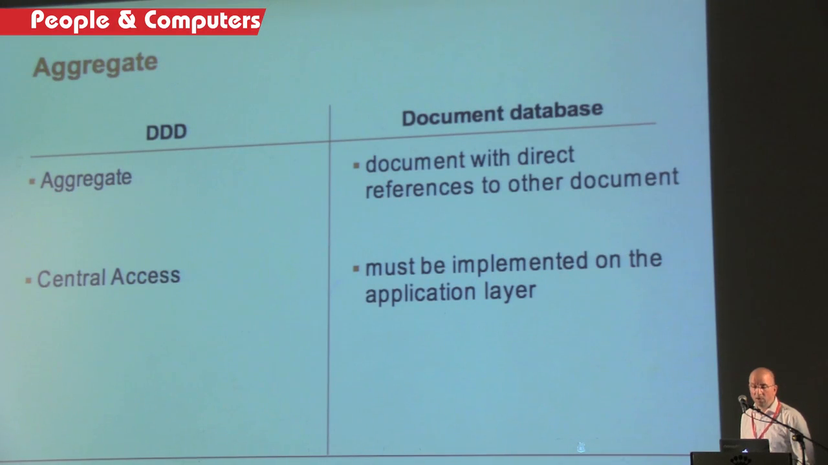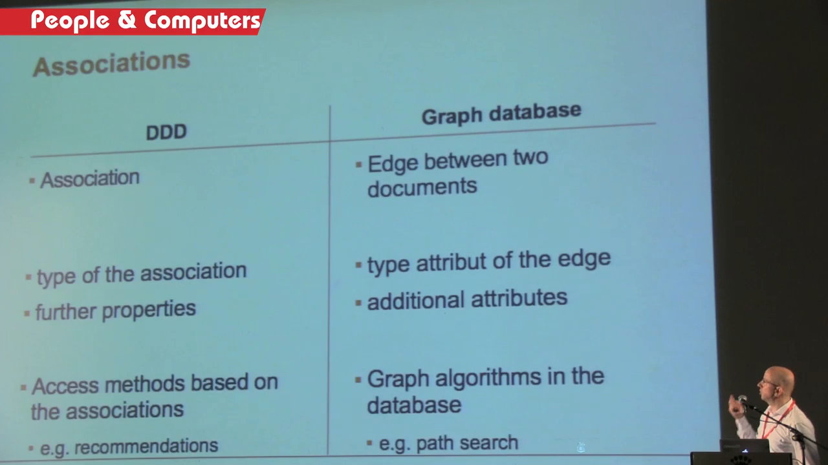And the various document databases have various different mechanisms for those references, but they all work fine for domain-driven design. I said important for the aggregate is that you have a central access, and that again must be implemented on the application layer, making sure that you access your aggregate always through your, say, top level or root entity, which was in our example earlier on the session document, sorry.